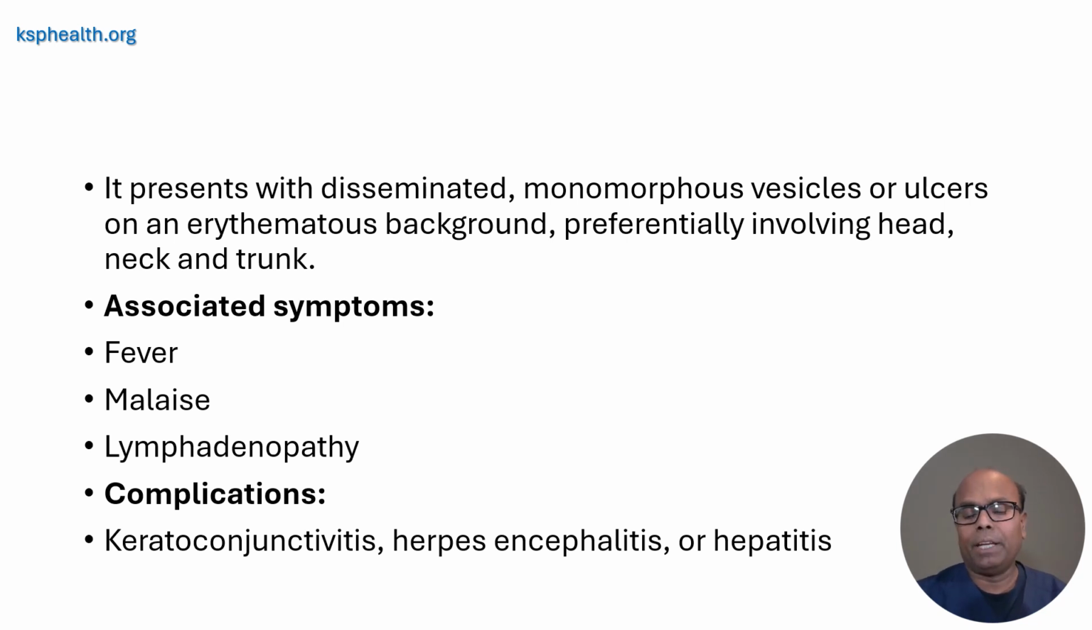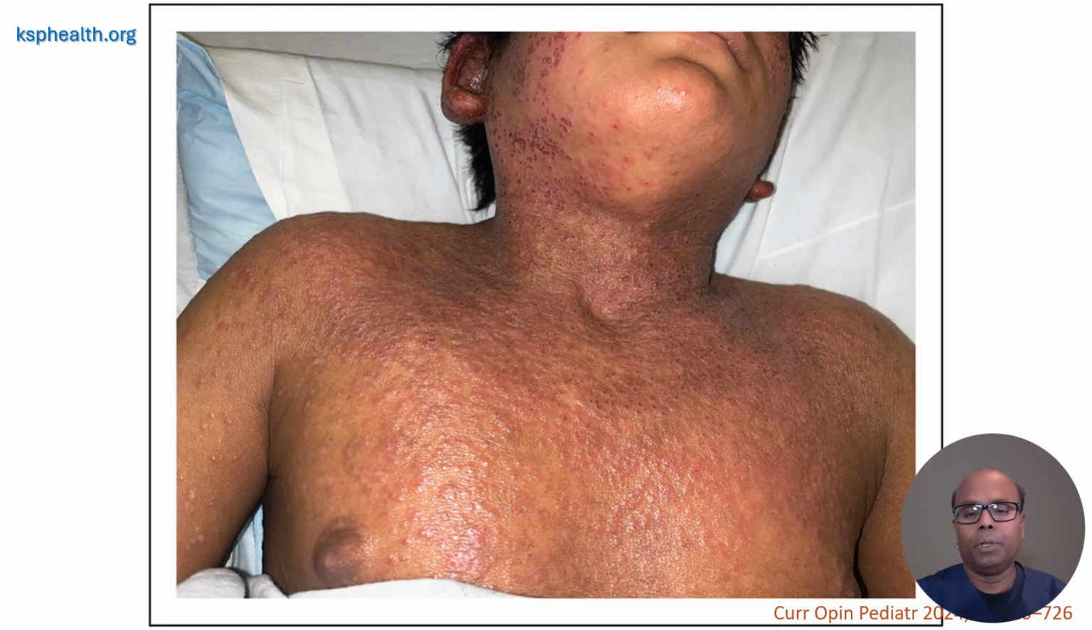It presents with disseminated monomorphous vesicles or ulcers on an erythematous background. It preferentially involves head, neck, and trunk. Often associated with other symptoms like fever, malaise, lymphadenopathy. Sometimes it's complicated with keratoconjunctivitis, herpes encephalitis, or otitis. As you can see in this picture, you can see the involvement of face, neck, the upper trunk. The lesions are monomorphous on erythematous background. It is typical of Eczema Herpeticum.